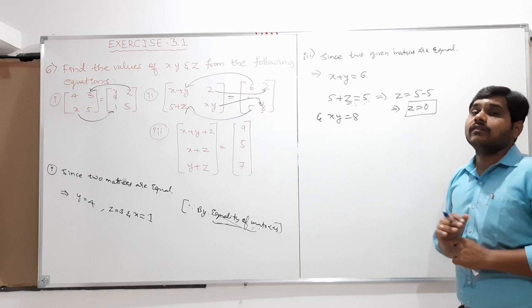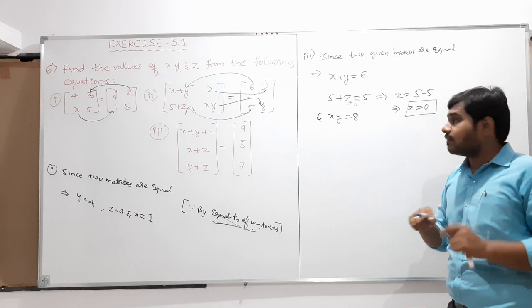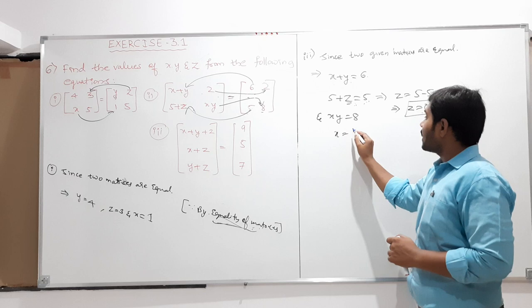So what I will do here is take one value, and they have also given that xy is equal to 8. From this, I can take any one value. Either I can find the value of x, or I can find the value of y. That is your wish. I will take this x value. So keep x here and 8 here, and shift this y to this side.